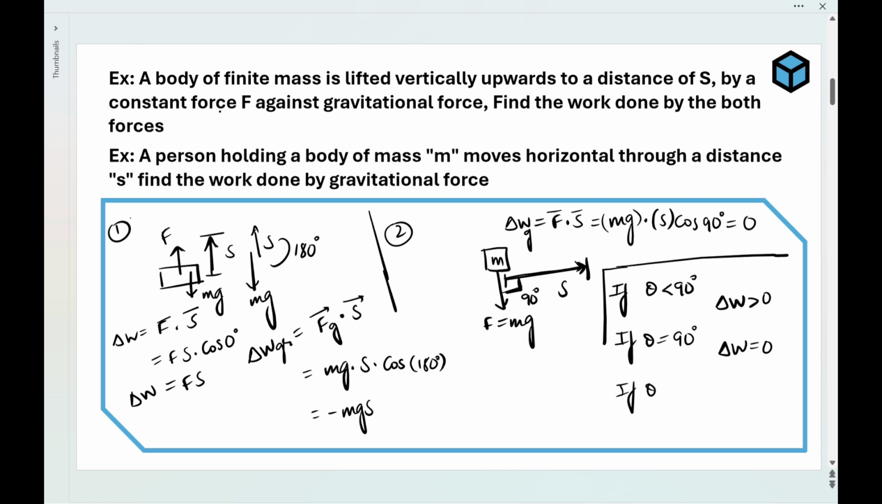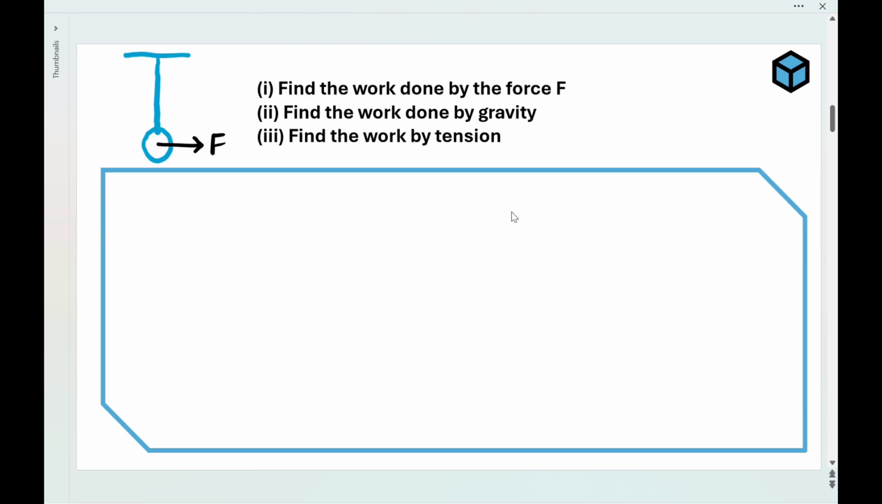And if theta is greater than 90 degrees, then the work done will be negative, since cos theta is negative between 90 degrees and 180 degrees. So this is the basic information we have to know. Here theta is the angle between the F and S vectors. Okay. So now let's move to this example.